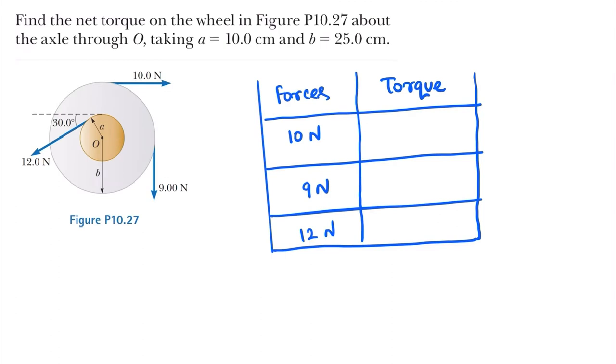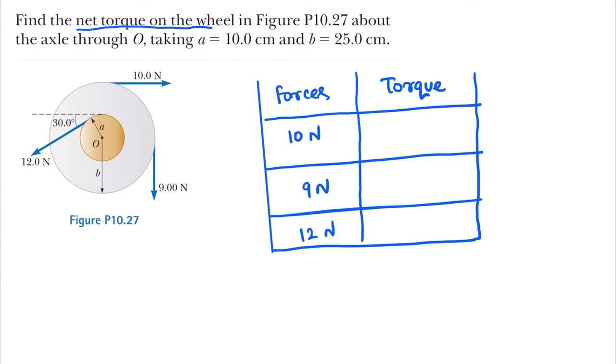So you can see in the figure there is a wheel and there are three forces acting on it, and it is asking what is the net torque on the wheel. So we make a table, forces and torques, and there are different radii. They are given as A and B.